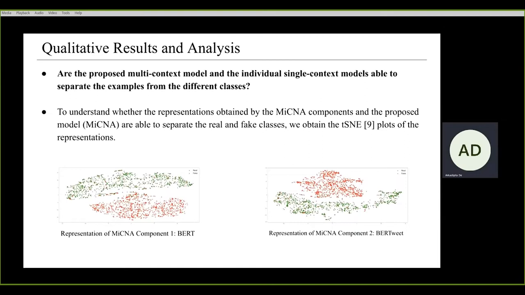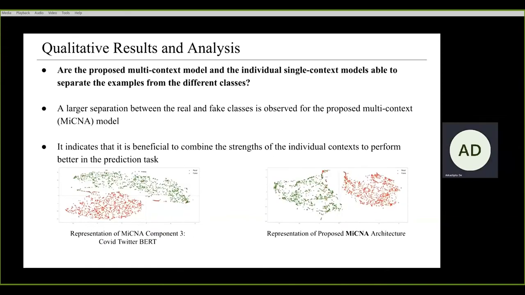The other question that we try to answer here is whether our model is really more efficient than the other architectures that we have used as components. The answer is yes. What we do is that for each individual component, that is BERT, BERTweet, and COVID Twitter BERT, we also classify using that component. And lastly, we use our model to get the final representation using TSNE plots. As we can see from these TSNE plots, our MICNA architecture is a clear winner, having a big separation between the real tweets and the fake tweets, which gives us the impression that the MICNA architecture is comprised of different important components that are all needed.